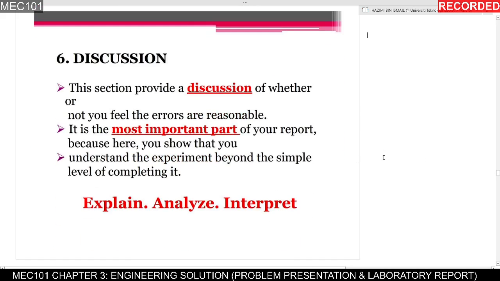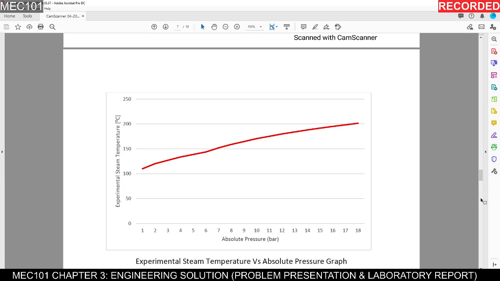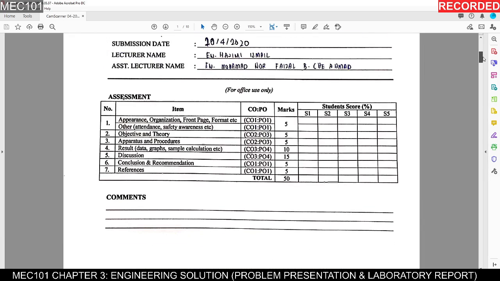Okay, so now we go to the discussion part. Discussion is, for me, the most important part of the lab report. Let's see our MEC 294 mark scheme here. You see the discussion part has the highest marks. It means that the discussion itself shows very important information in our experiment laboratory report.